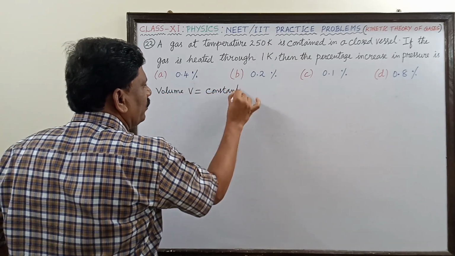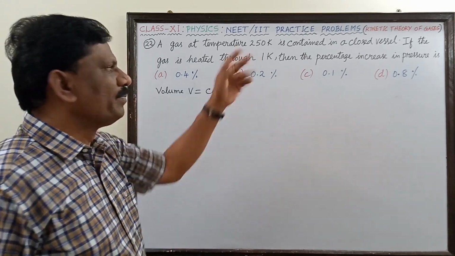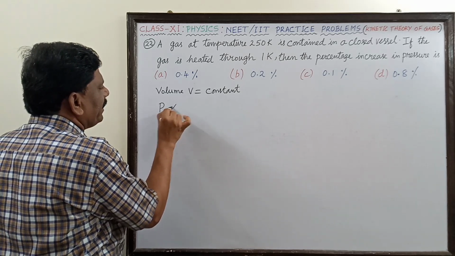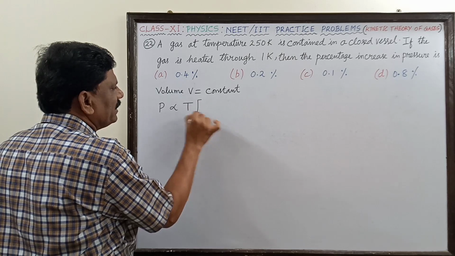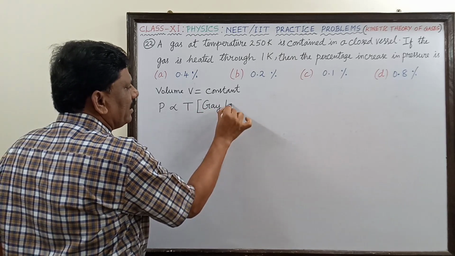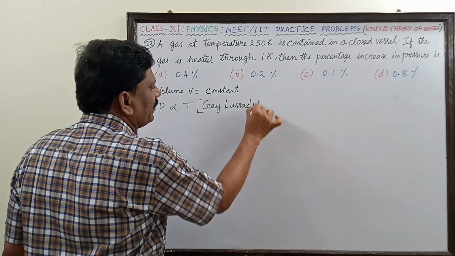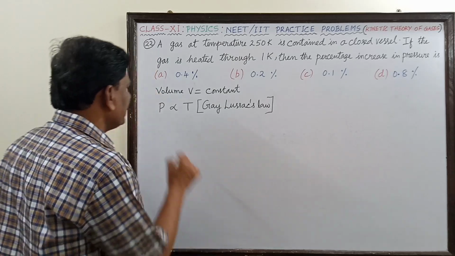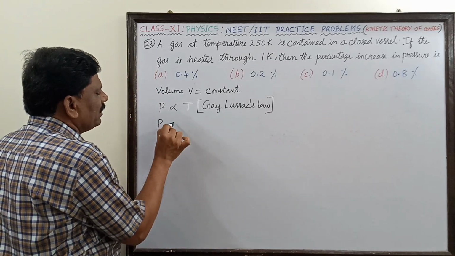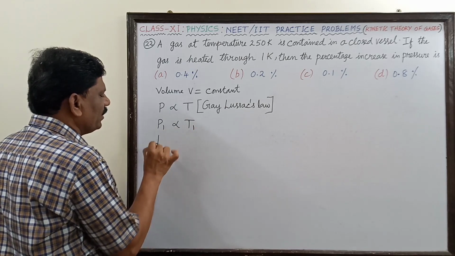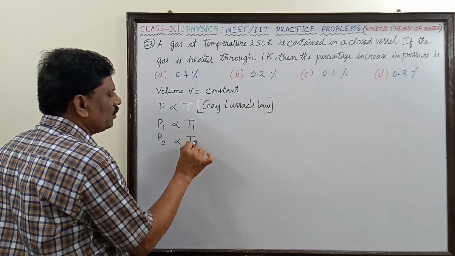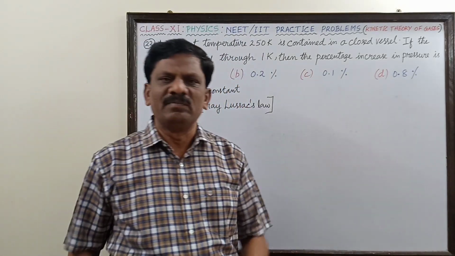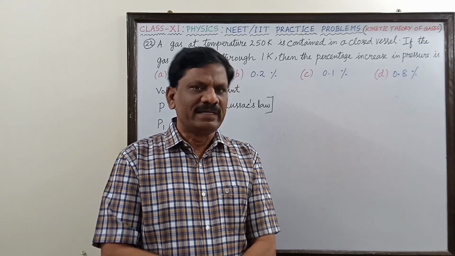At constant volume, there is a relationship between the pressure and the absolute temperature. So, pressure is directly proportional to absolute temperature, and this law is called Gay-Lussac's law. This only we are going to utilize. So, P1 is proportional to temperature T1 and P2 is proportional to temperature T2. So, the percentage increase in pressure must be equal to the percentage increase in the temperature.